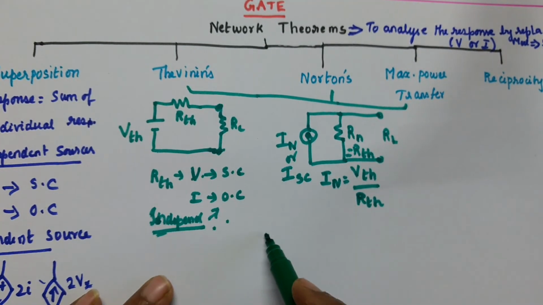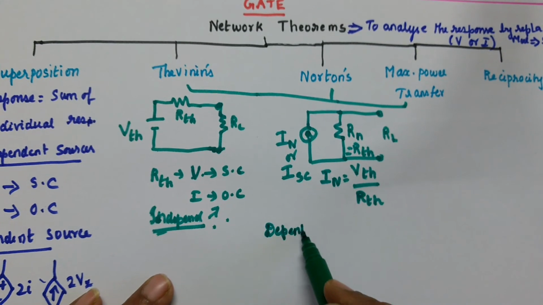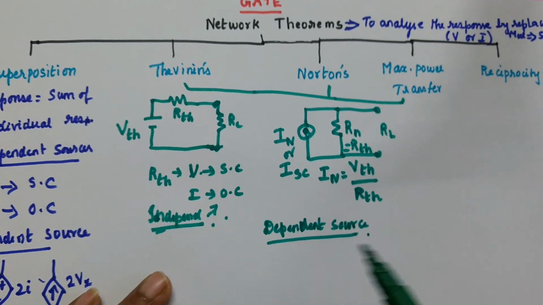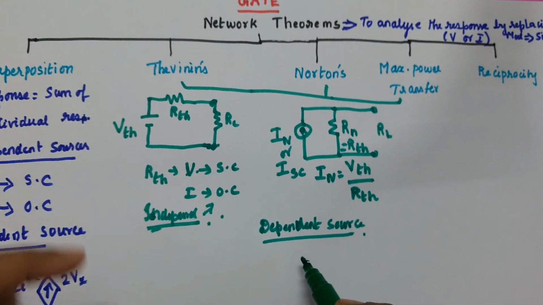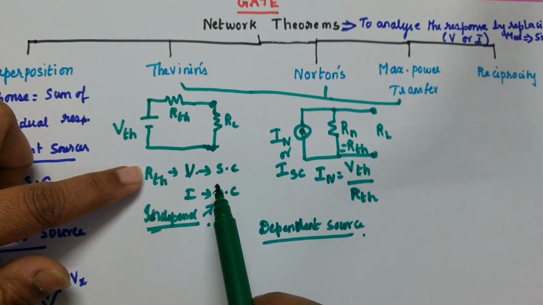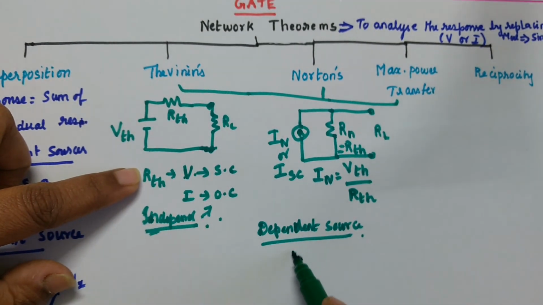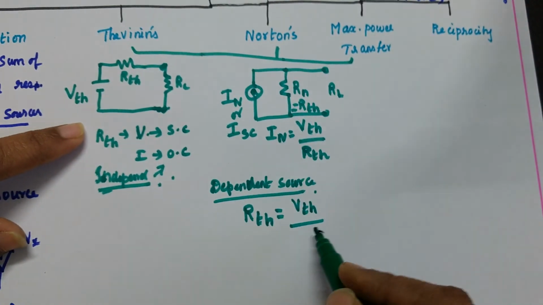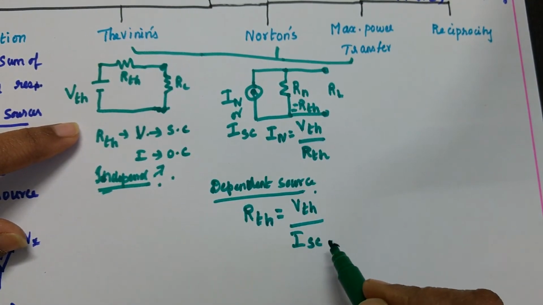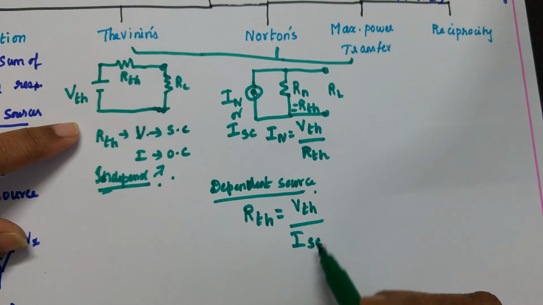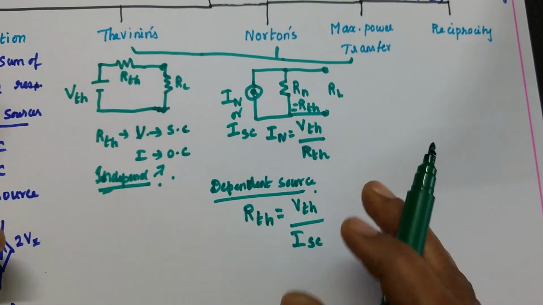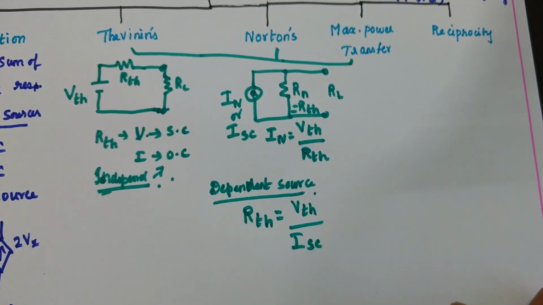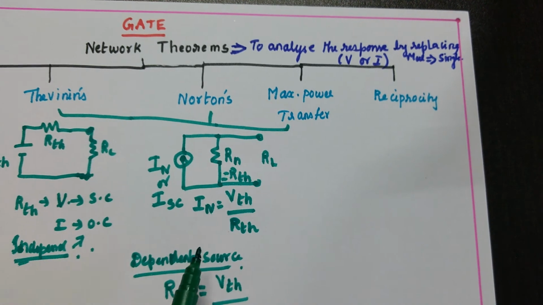If a network contains a dependent source, for both Norton's theorem and Thevenin's theorem, we cannot find the RTh directly by looking back through the terminals. We have to use the formula RTh equal to VTh by ISC, that is, Thevenin's voltage divided by the short circuit current, which is Norton's current. If the circuit contains a dependent source, we have to use this formula to find Thevenin's resistance. So this is the basic concept of Thevenin's and Norton's theorem.